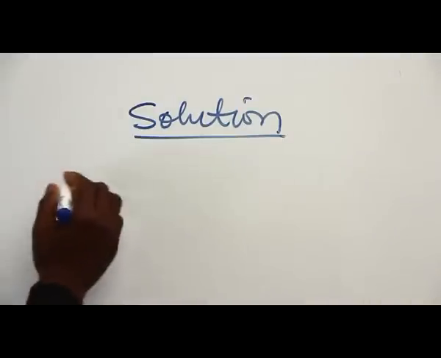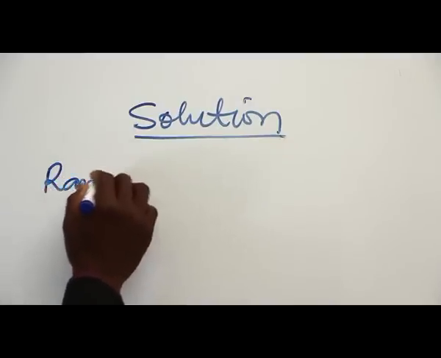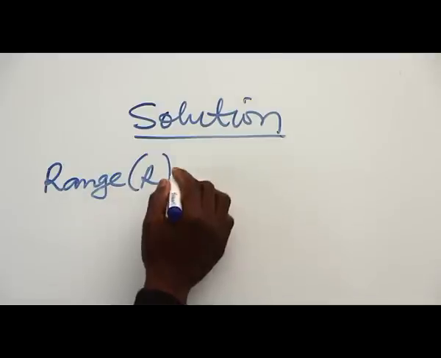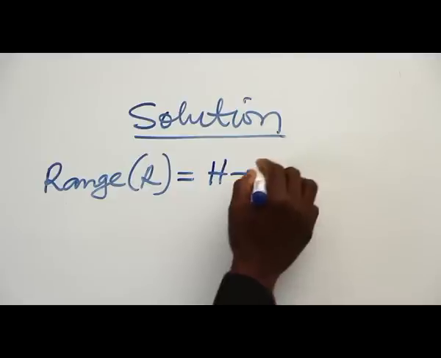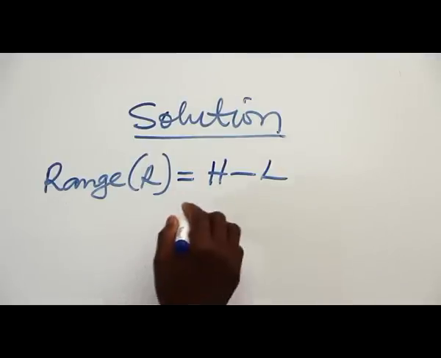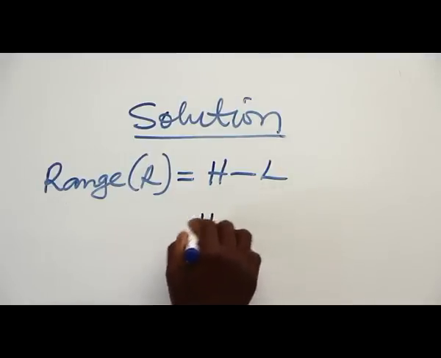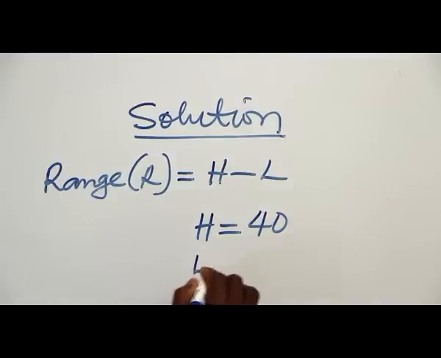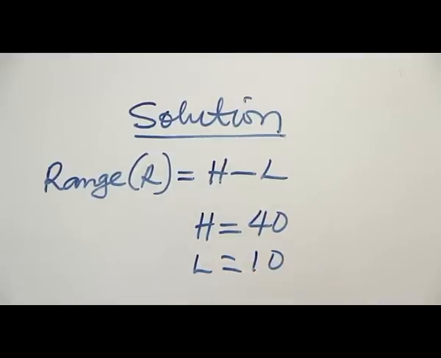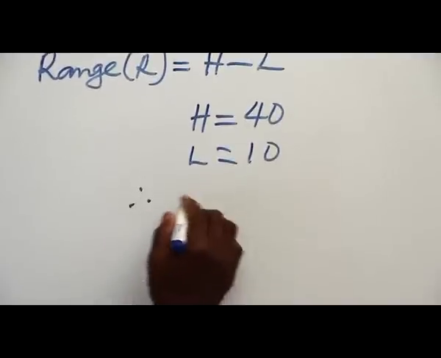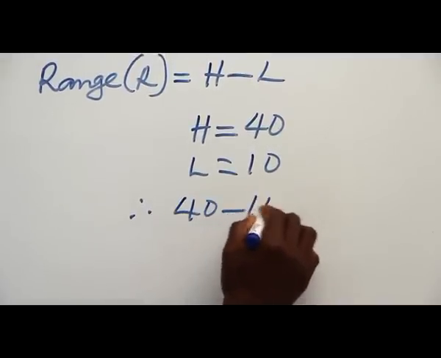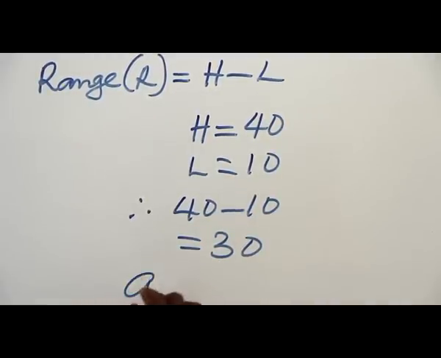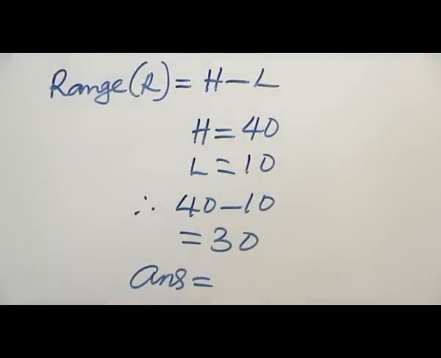Solution. Range R is given as H minus L. Now H equal 40, that's the highest figure in the distribution. L equal 10, the lowest figure in the distribution. Therefore, 40 minus 10 equal 30. So the answer equal B.